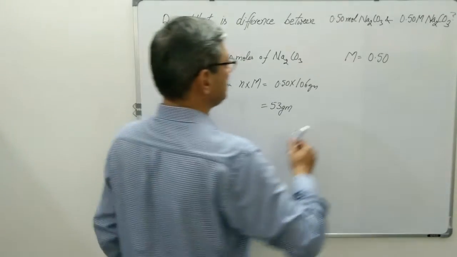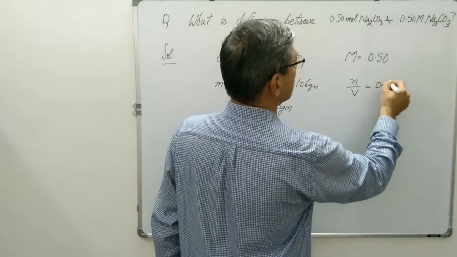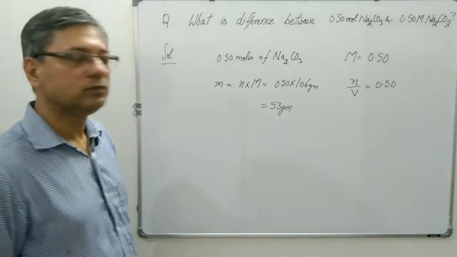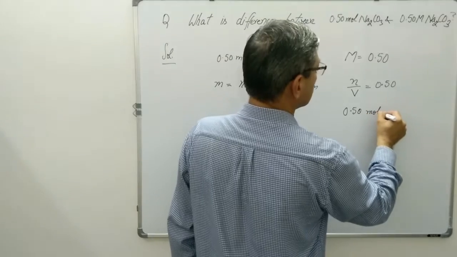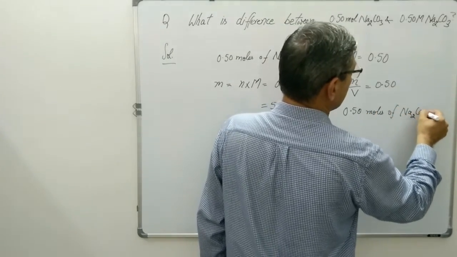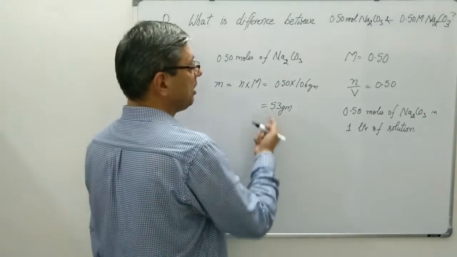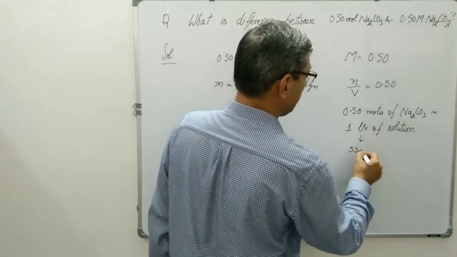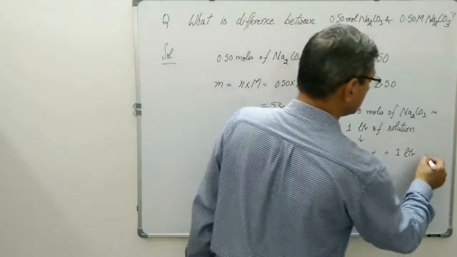Let us check what molarity is saying. Molarity formula we know, number of moles upon volume of solution, that is equal to 0.50. It would also mean 0.50 moles of Na2CO3 in 1 liter of solution. Moles can be converted into mass. Mass we have already calculated, 53 grams. So I can say 53 grams of Na2CO3 in 1 liter of solution.